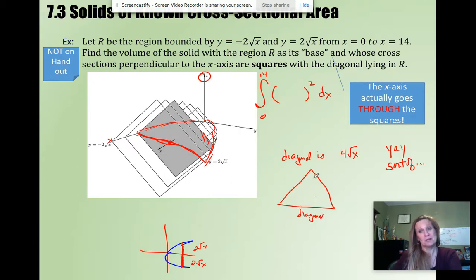What do you know about a square? This is a side of a square, and this is a side of a square. What's true about those? They are the same, right? Side 1 is equal to side 2. Further, what do you know about the angles of a square? So that is really a 45-45-90, where you know that the diagonal is 4 root x.